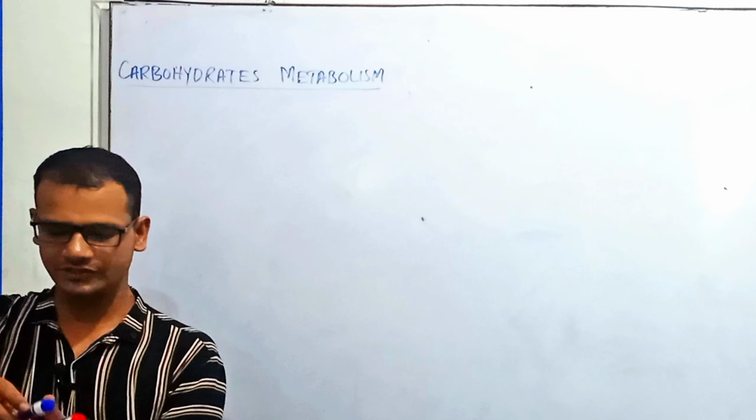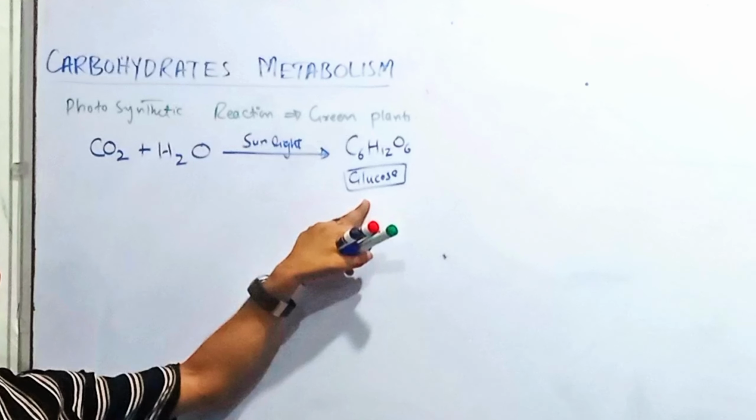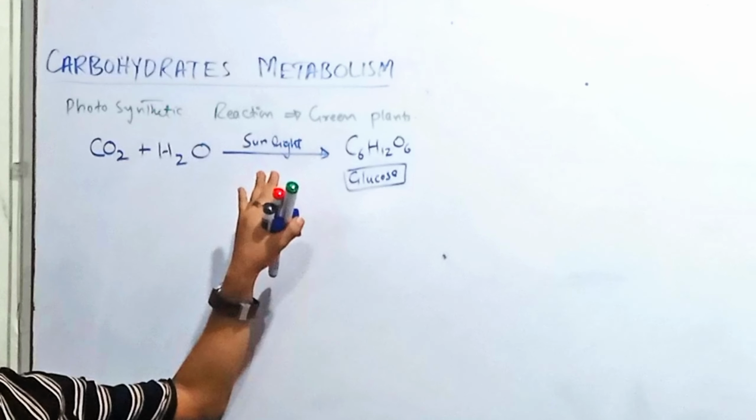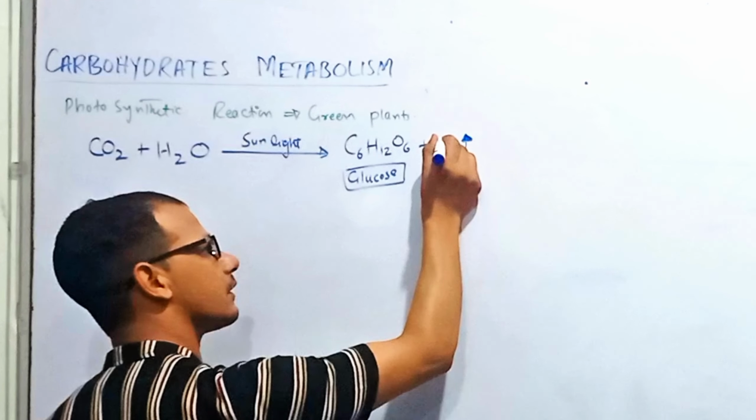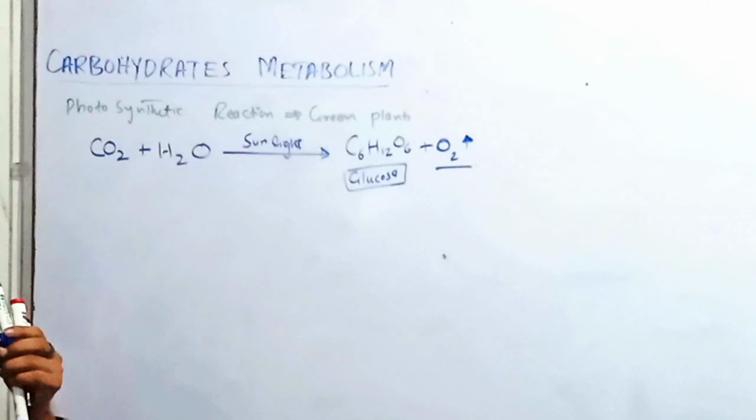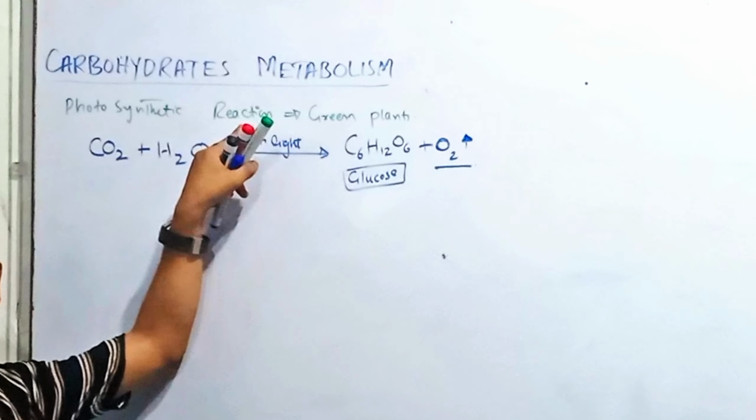In this reaction, carbon dioxide reacts with water in the presence of sunlight and forms glucose, C6H12O6. Inside the body, the main source of energy is glucose, but grossly the main source of energy is the sun. And from this reaction, oxygen is released. So glucose comes from the photosynthetic reaction.